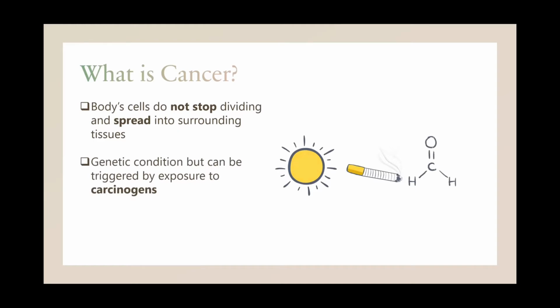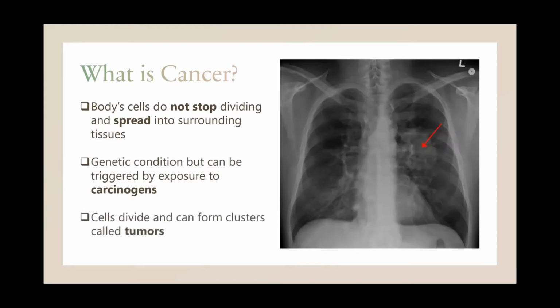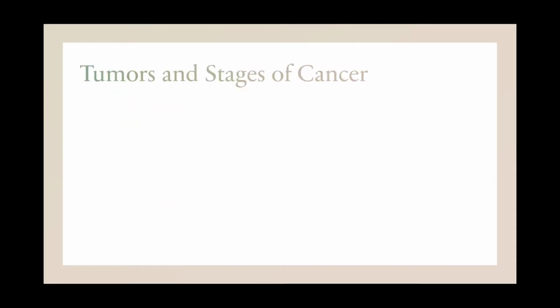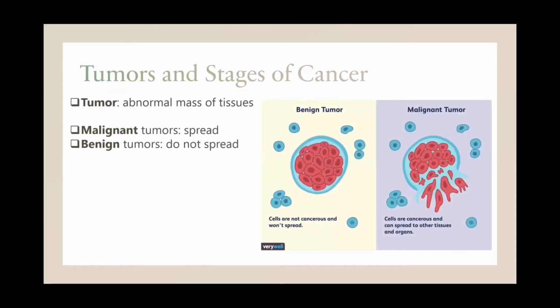When cancerous cells start to multiply, the cluster they form is called a tumor. On the left, you will see a normal cell dividing, and on the right, you will see how a cancerous cell divides in the body. There are two types of tumors, malignant tumors and benign tumors. Malignant tumors can spread to other parts of the body and are extremely dangerous. Benign tumors do not spread to other parts of the body, but are still deadly.